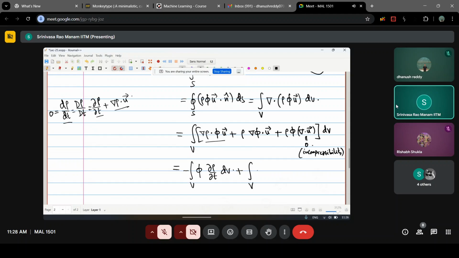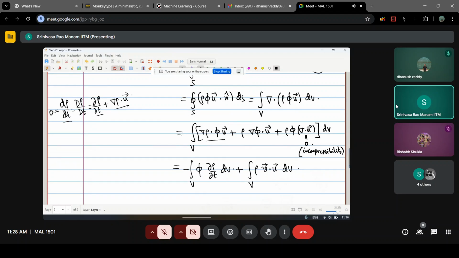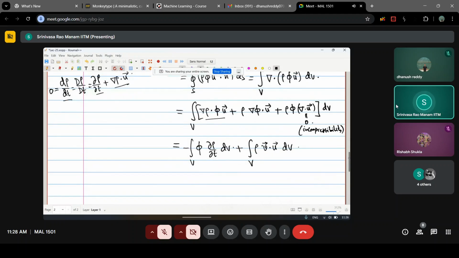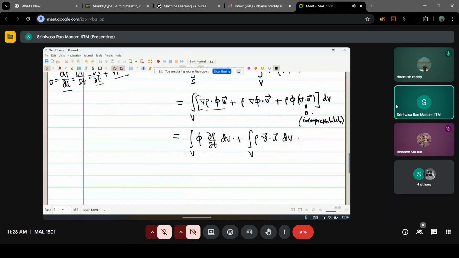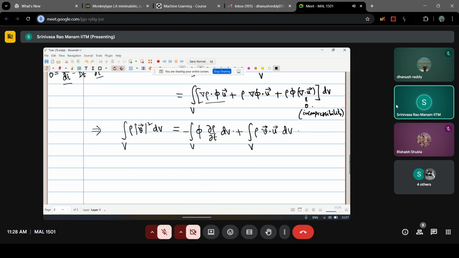You keep it inside. So del phi dot del phi is v, right? Now I replace del phi with v, your potential flow, v dot u dV. Okay, so what is the left hand side? Finally the left hand side is basically rho v square, integral over V of rho v bar square, v dot v basically. So this is what you finally get, isn't it?